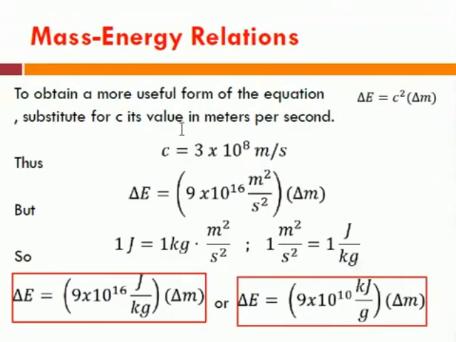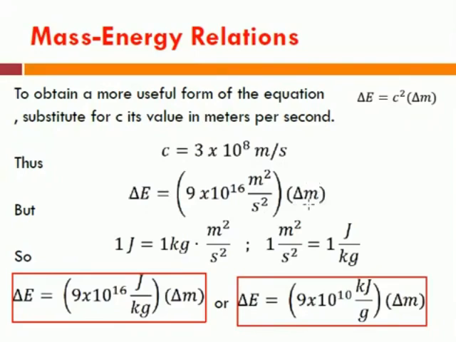To obtain a more useful form of the equation, delta E is equal to c squared delta m, substitute for c its value in meters per second. So c squared is 3 times 10 raised to 8, quantity squared, which becomes 9 times 10 raised to 16. The unit will be squared also, so it becomes meter squared per second squared.